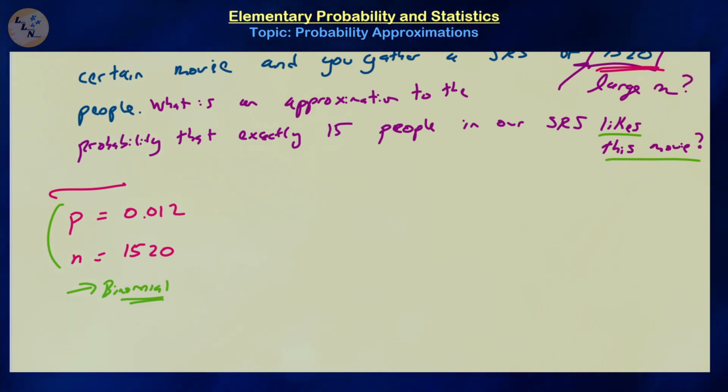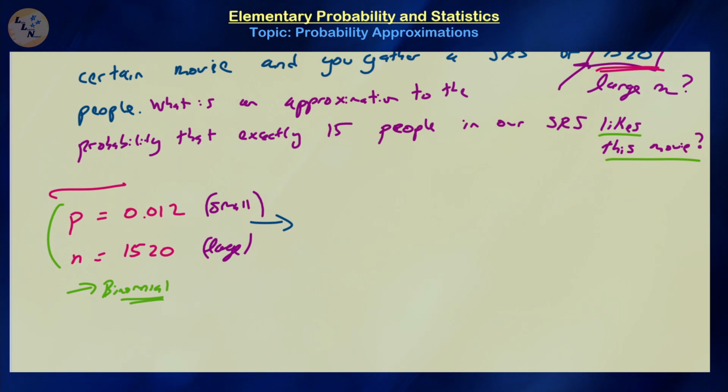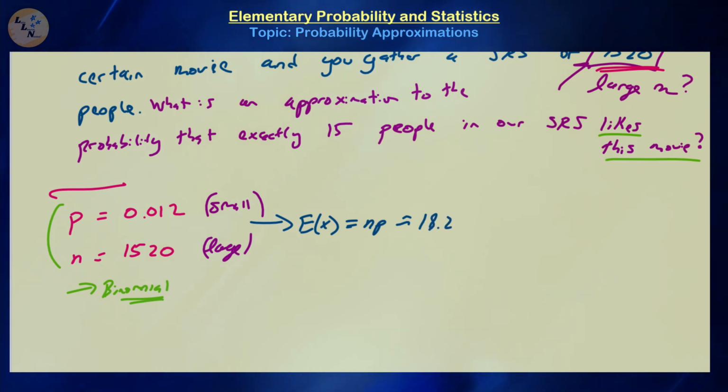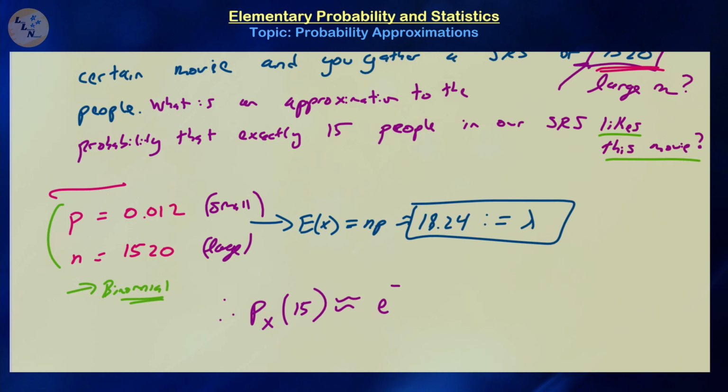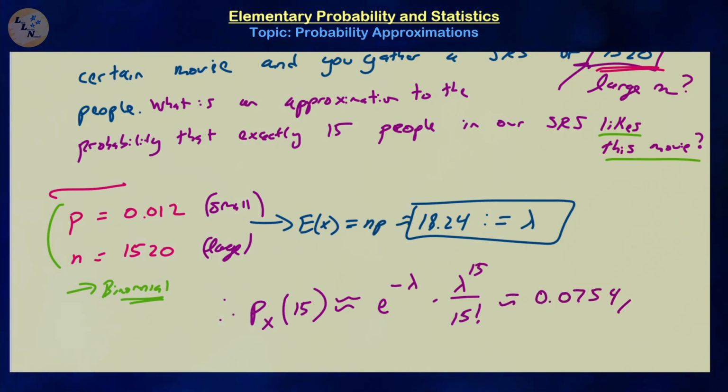So if you can justify to yourself again that this is small and this is large, then what we can do is approximate n times p, right? So the expected value of x is n times p, which is approximately equal to 18.24. This is what we're going to define to be our lambda for the Poisson distribution. So the probability that we have exactly 15 successes is approximately equal to e to the minus lambda times lambda to the power of 15 all over 15 factorial, which comes out to 0.0754.